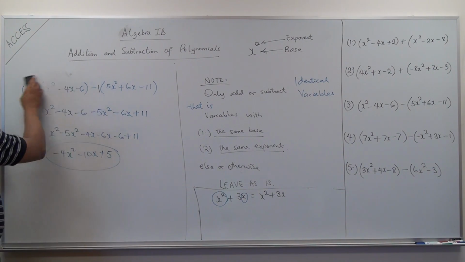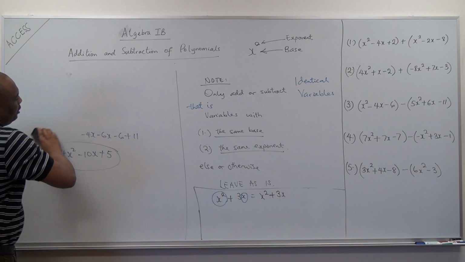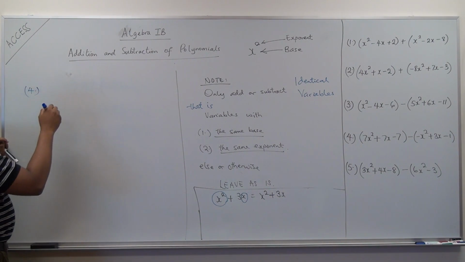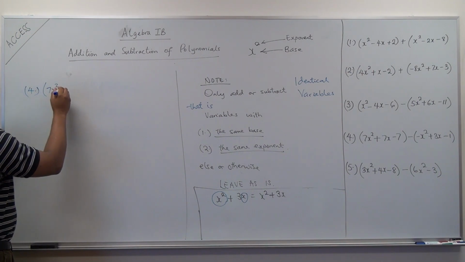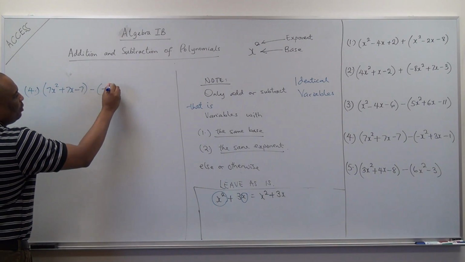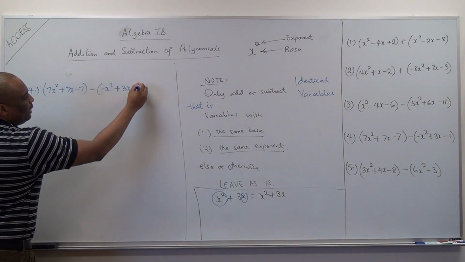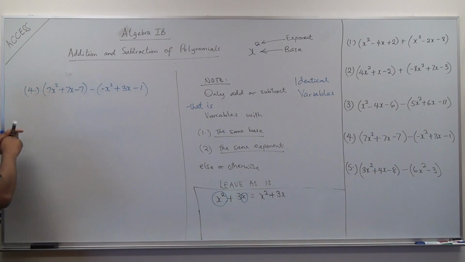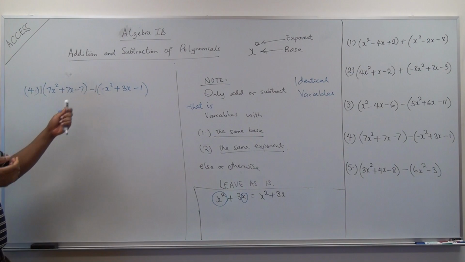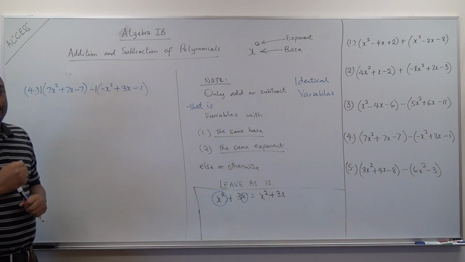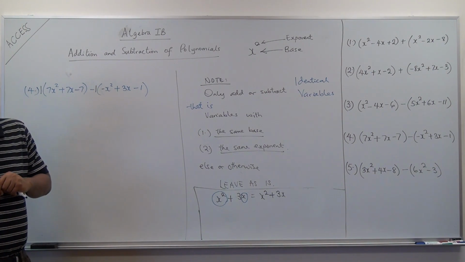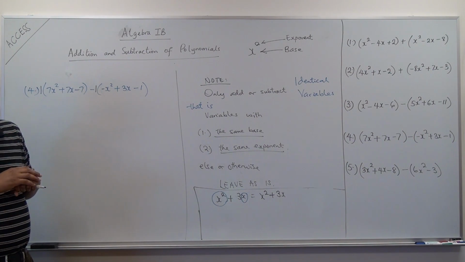Okay. Pause the video and do number 4 on your own. Number 4, we have 7x squared plus 7x minus 7 minus negative x squared plus 3x minus 1. Okay, this is still our 1 here, and this is still our 1 here. If we don't have anything in front, then it's still 1. That's what it means. Now, sometimes we do have something in front. But here, it's still 1 and 1.